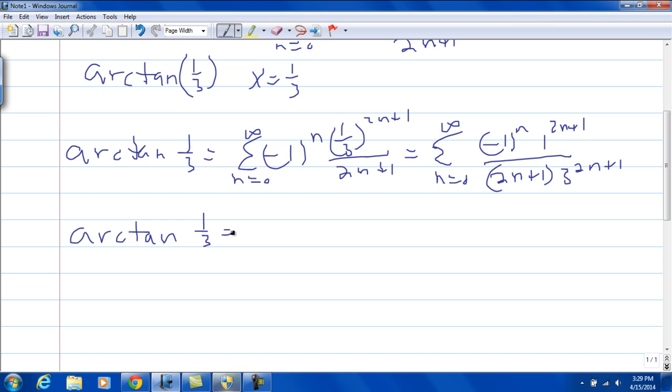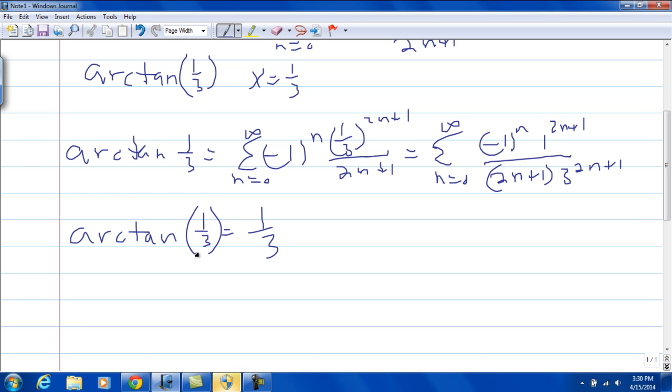When n is 0, we have -1 to the 0, that's going to be 1. 1 to the 1 is 1. 2 times 0 is 0, plus 1 is 1. And then 3 to the power of 2 times 0 plus 1, that's just 3. So it's just going to be 1/3 for the first term.